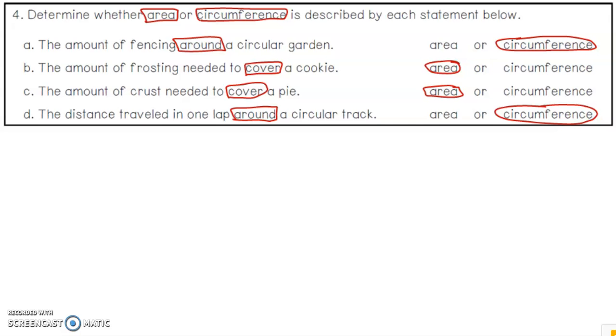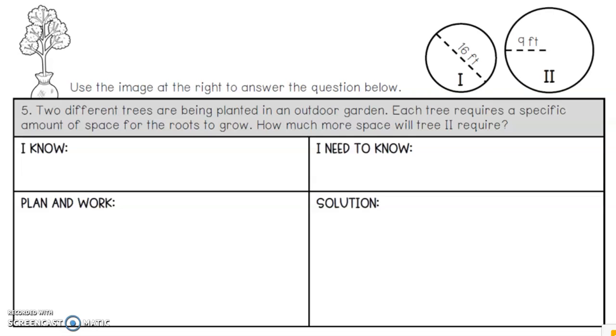So being able to read and identify what information you're actually looking for is a huge key to success. That's what you do in real life, right? You have to be able to know what your scenario is asking for. All right, let's do one more problem together.